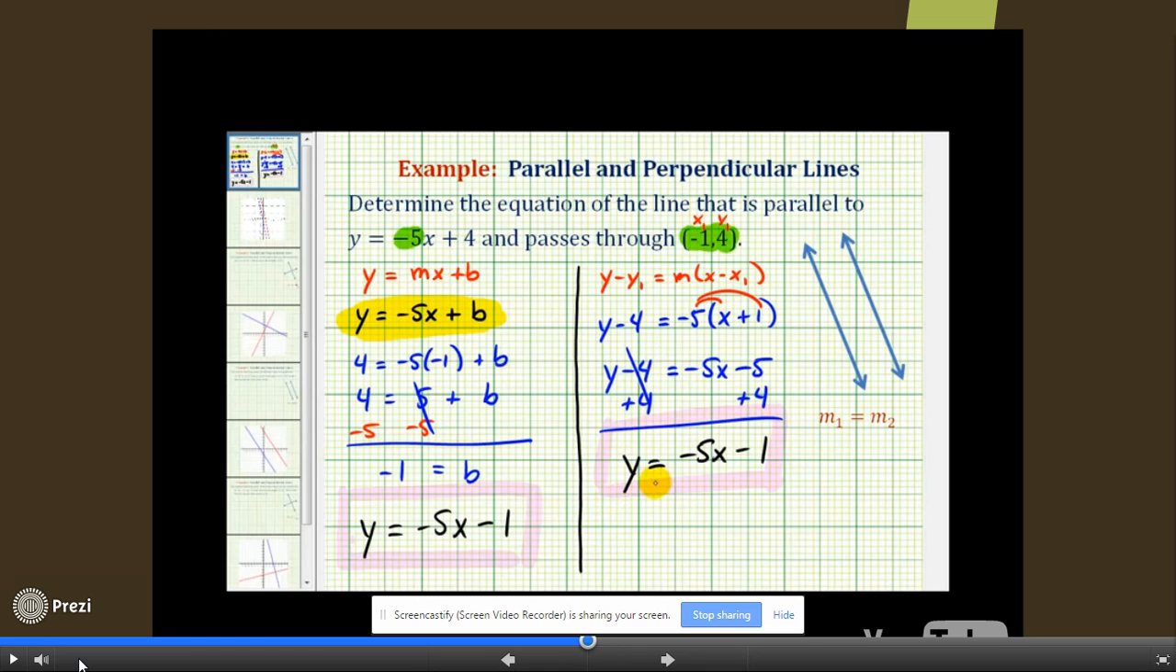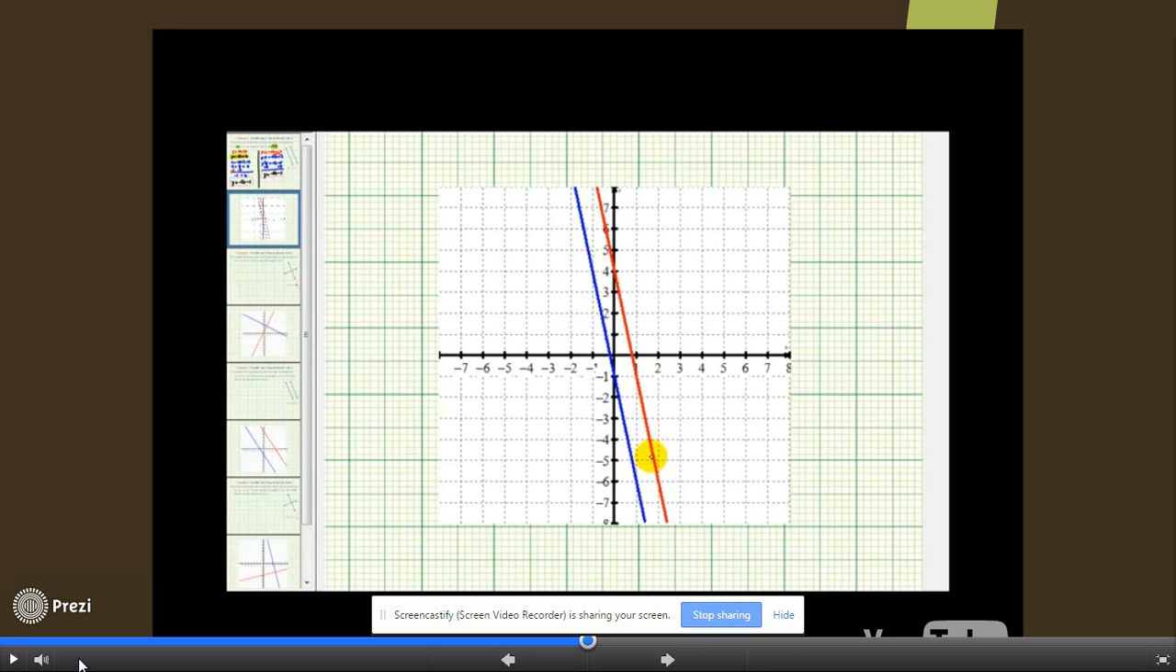Let's quickly verify that this line is parallel to the given line and contains the point -1, 4. Right away we can see they have the same slope, so they are parallel. The given equation produced the red line, and the equation that we found produced the blue line. Notice how the blue line does contain the point -1, 4 right here. It has the same slope as the red line, which was -5, and it does have a y-intercept of -1. So this verifies our work is correct.